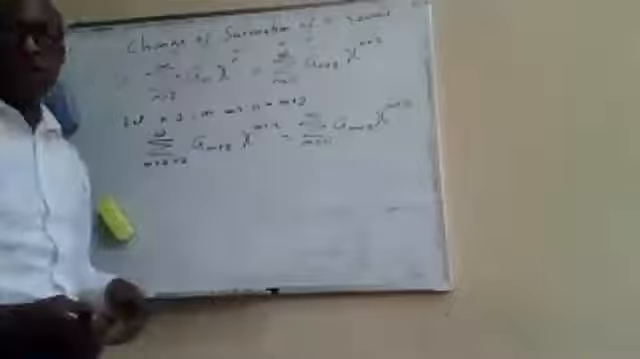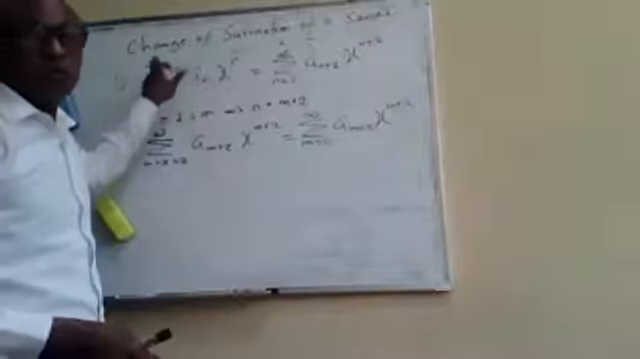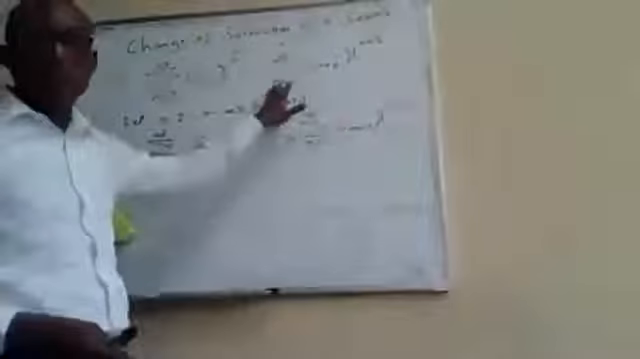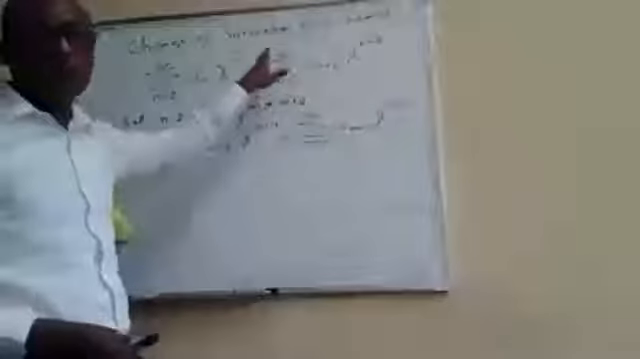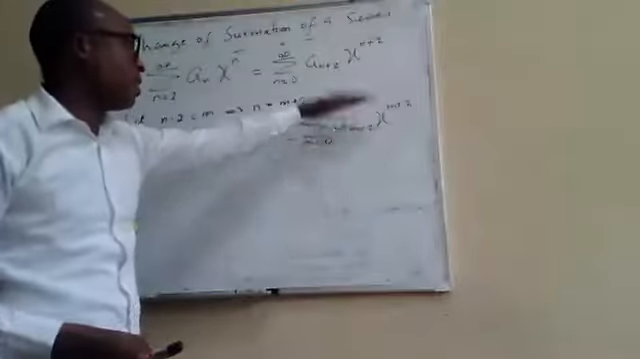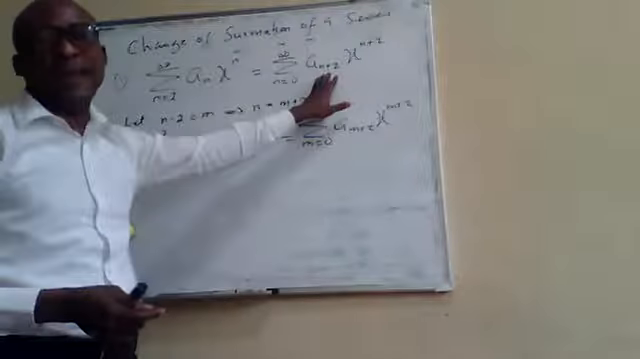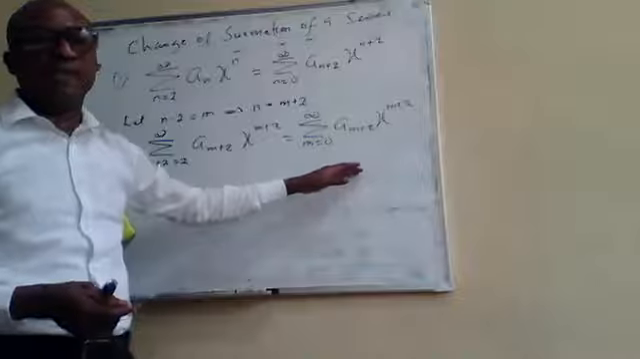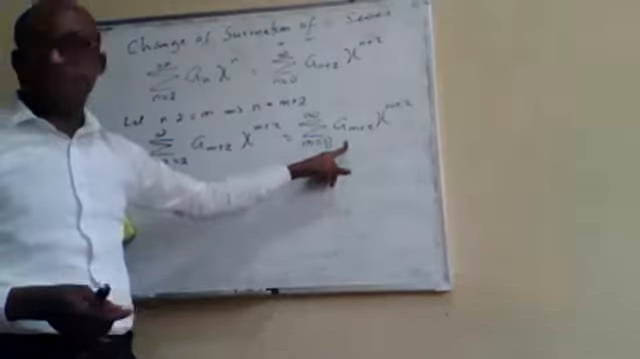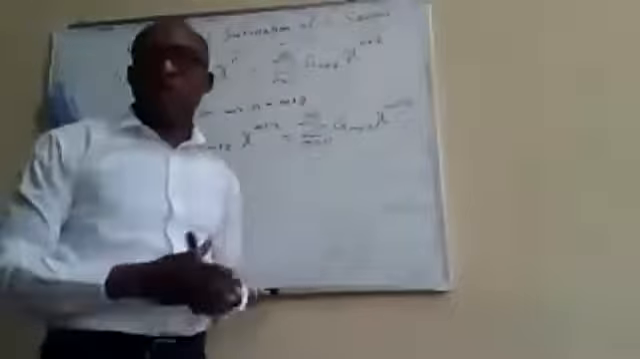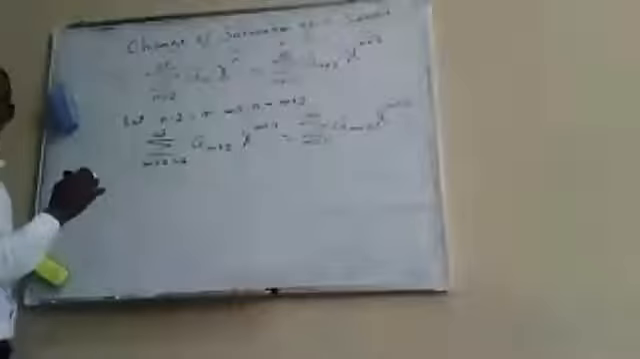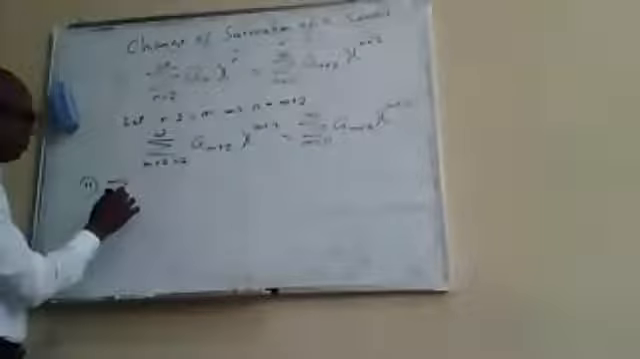So that is the change of summation. From n equal to 2 to infinity, we can now change it to n equal to 0 to infinity. When you look at what I have here and this, they are the same, only that I wrote this one in terms of n, and this one in terms of m. So that's how to go about change of summation. Let's look at another one.